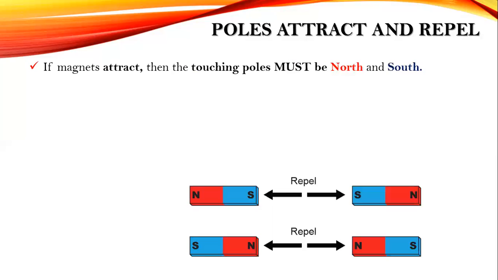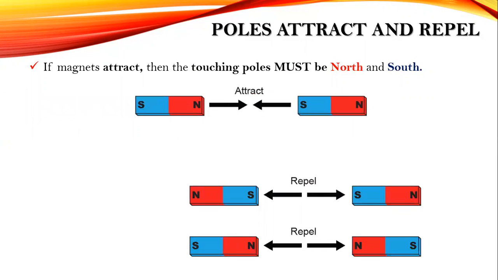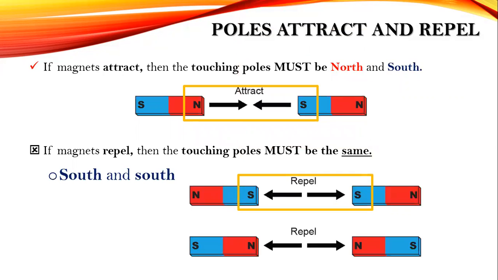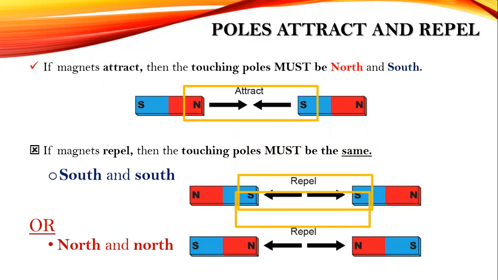In other words, please note that if magnets attract, then you must know that the touching poles are north and south, because only different poles are going to attract. But if the magnets repel, then you must know that the touching poles are the same, because same or like poles repel or push away from each other. So you may be placing a south pole facing a south pole, or a north pole facing a north pole. So one more time, please concentrate.